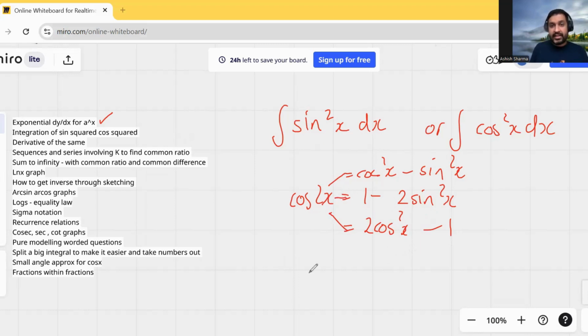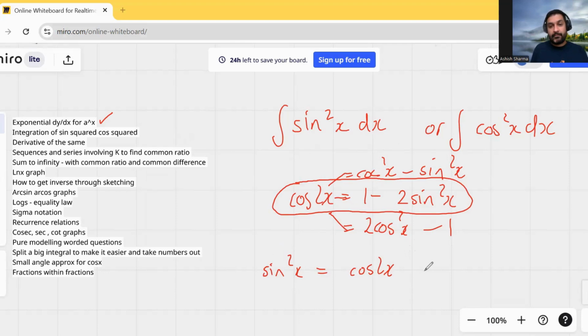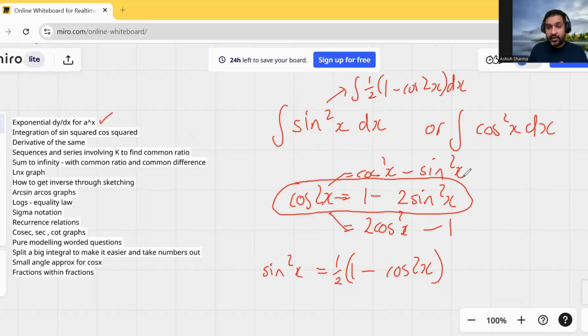So if I wanted to integrate sine squared x, I would look at this identity, and I would literally just make sine squared x the subject. Okay, so I'll put the 2 sine squared x on the left-hand side. It becomes 2 sine squared x equals 1 minus cos 2x, and then divide by 2. So essentially, when you're integrating sine squared x dx, you're actually going to be integrating half of 1 minus cos 2x.